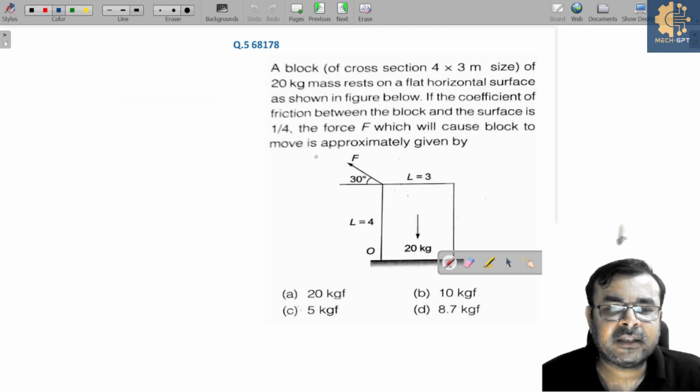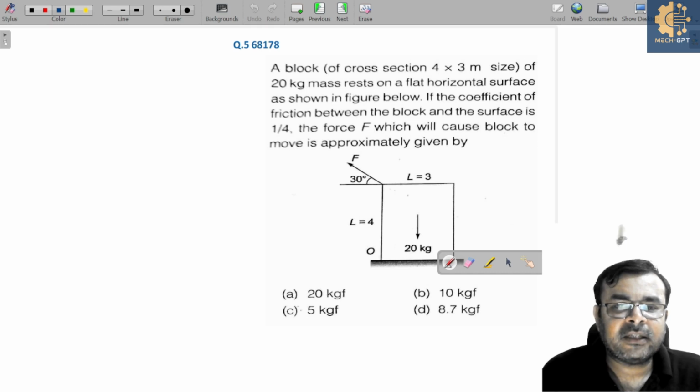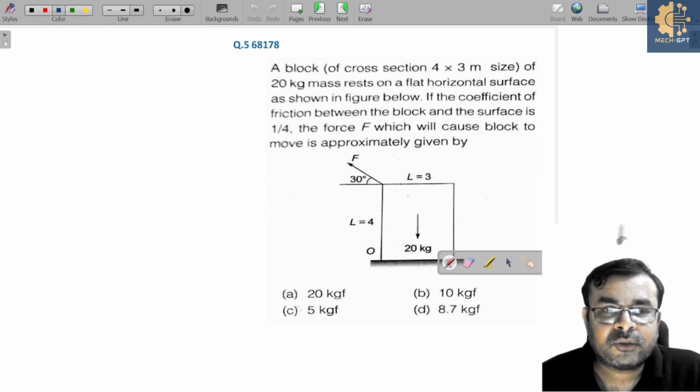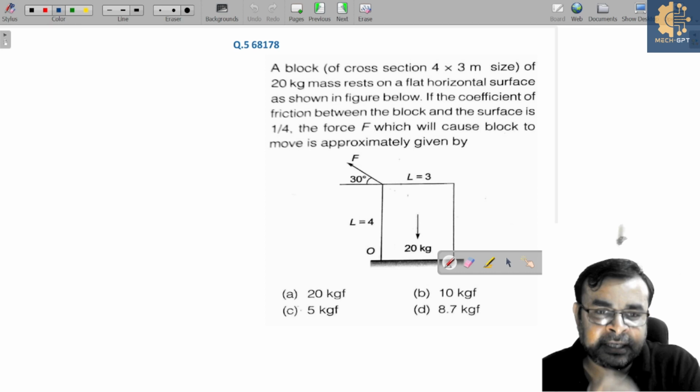Okay, so let's see another problem. A block of cross section 4 by 3 meter size of 20 kg mass rests on a flat horizontal surface as shown in the figure below. If the coefficient of friction between the block and the surface is 1 by 4, means 0.25, the force F which will cause block to move is approximately given by, yes or no?